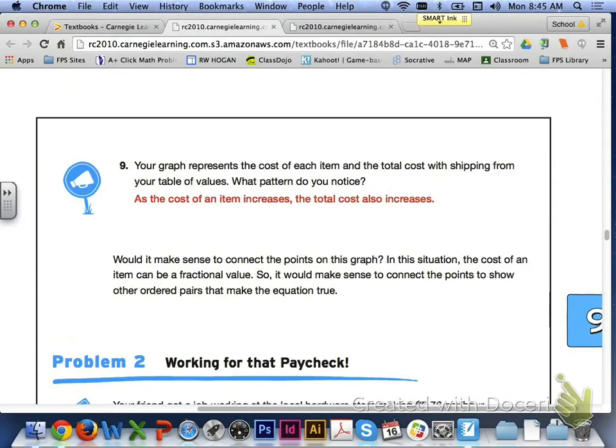And if we take a look then underneath number 9, again, would it make sense to connect the points on this graph? In this situation, the cost of an item can be a fractional value, so it would make sense to connect the points to show other ordered pairs that do make the equation true.